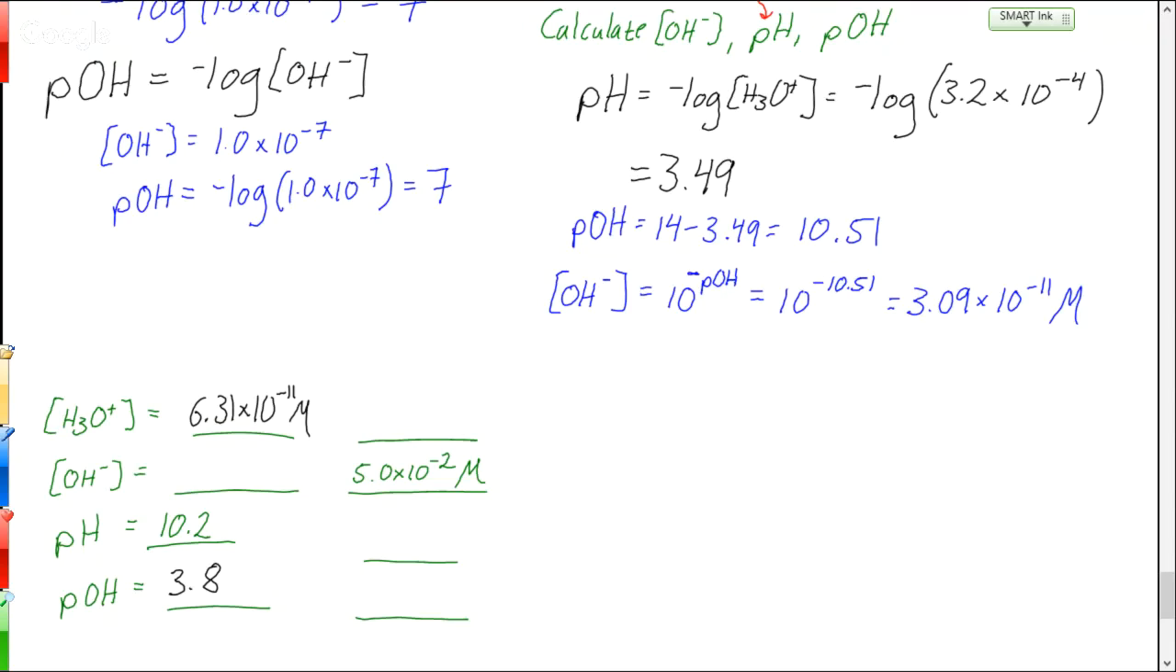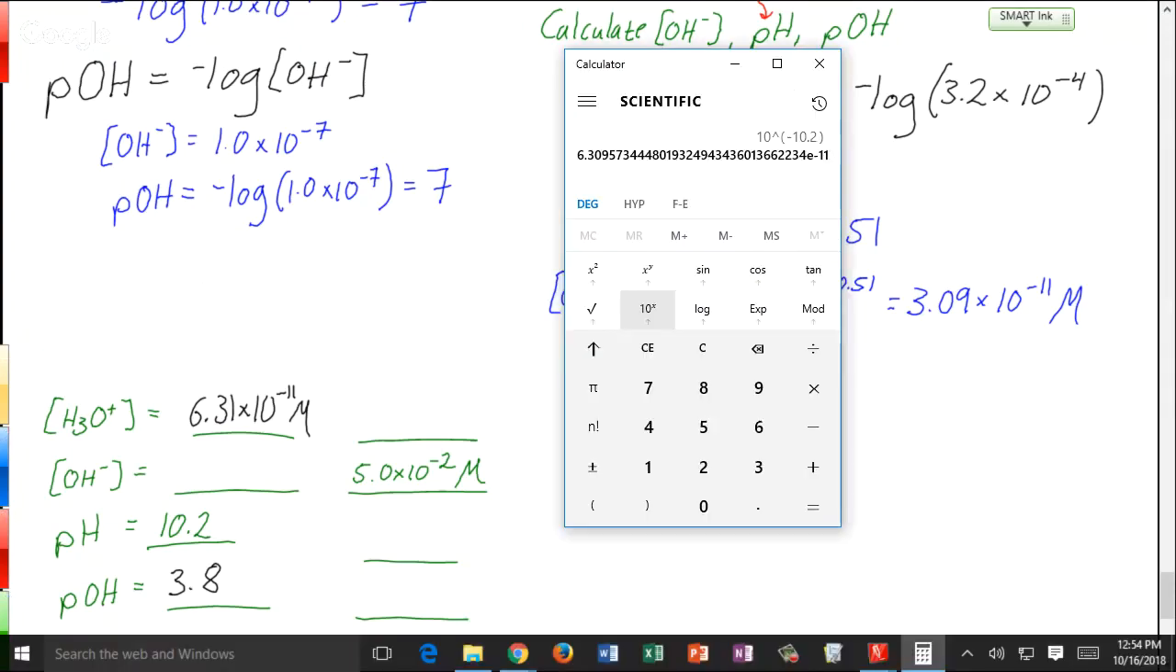All right, so for the hydroxide concentration, we can do the same thing with the pOH. It's probably the easiest way to go. Take 3.8, make it a negative, raise 10 to that power.